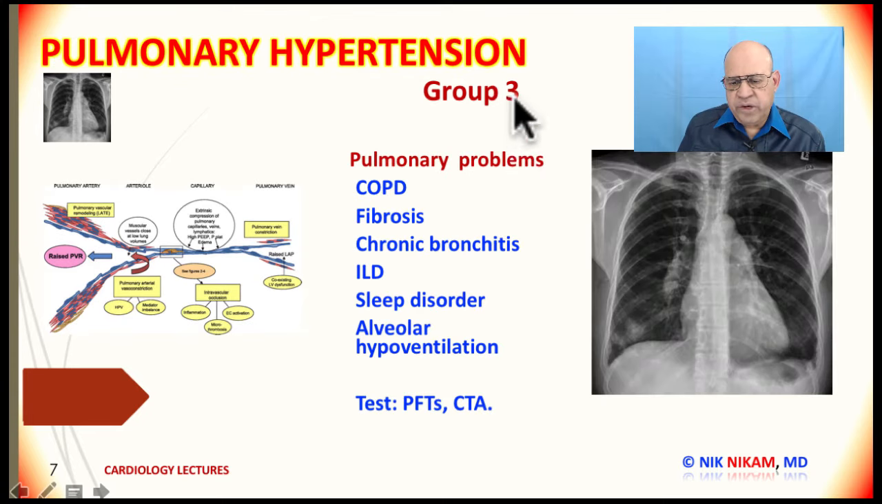Group 3 is the one that involves the pulmonary parenchyma itself, that is the lung tissue, which is affected by chronic obstructive pulmonary disease, pulmonary fibrosis, chronic bronchitis, idiopathic lung disease, sleep disorders, alveolar hypoventilation, and many other conditions. And these can generally be diagnosed by a chest X-ray or a CT angiography and pulmonary function tests.